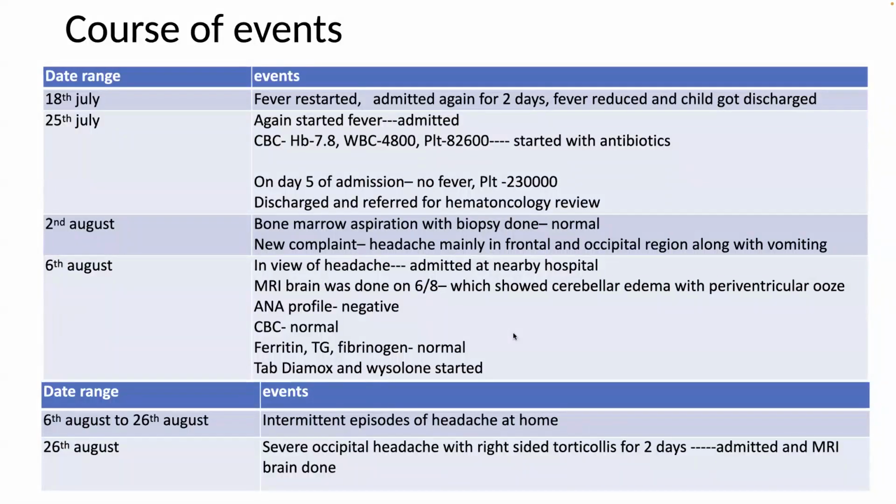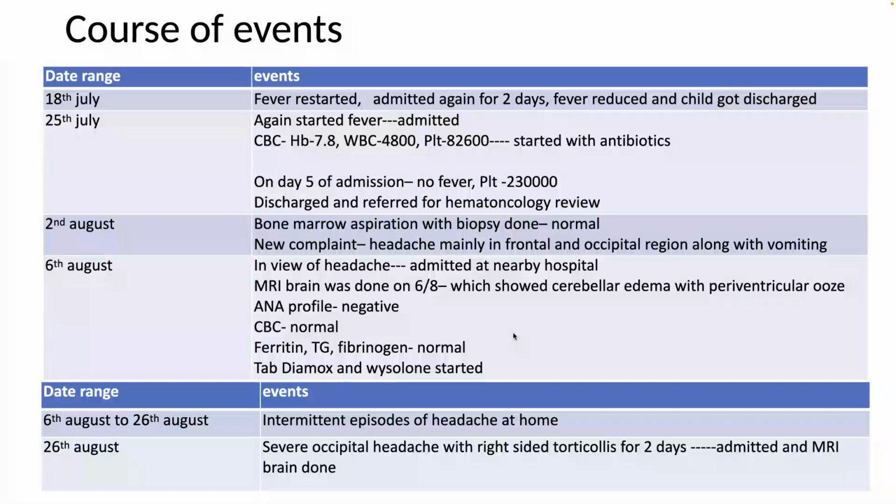So on 2nd August, bone marrow aspiration with biopsy was done. That was normal. But the child had a new complaint of headache, mainly in the frontal and occipital region, along with vomiting episodes. On 6th August, in view of the headache, an MRI brain was done, which showed cerebellar edema with periventricular ooze. ANA profile was negative. CBC was done again, and it was negative. Ferritin, triglyceride, and fibrinogen levels were normal. So the child was started on tablet Diamox and tablet Wysolone.